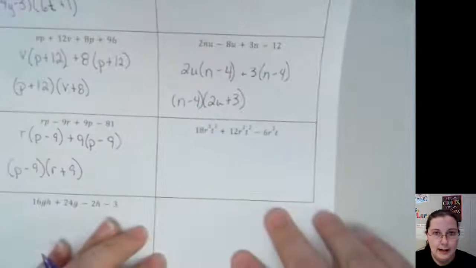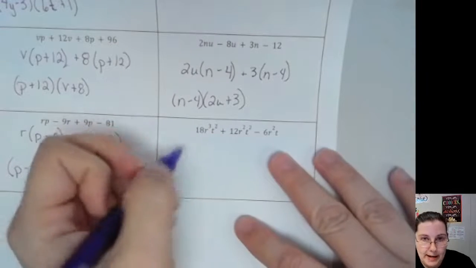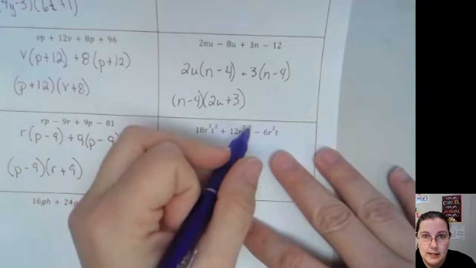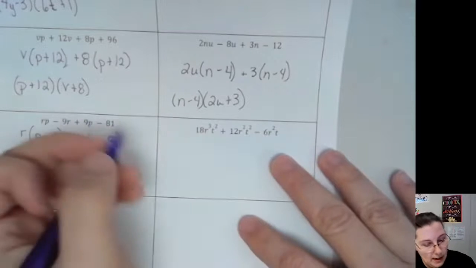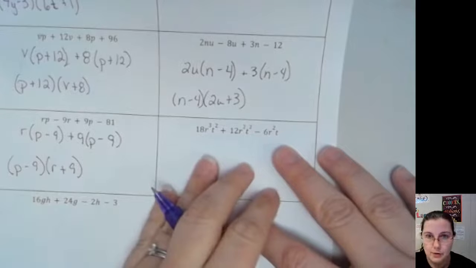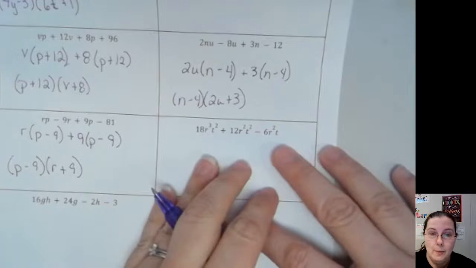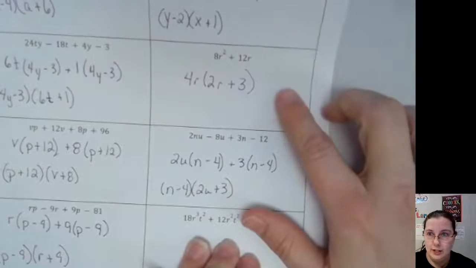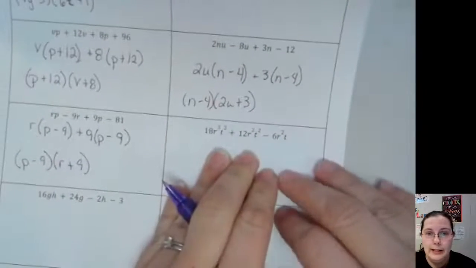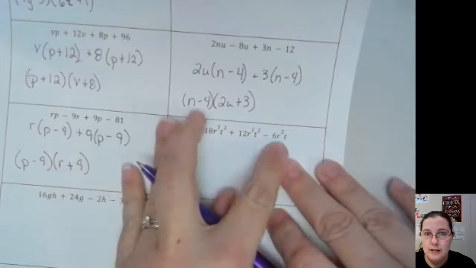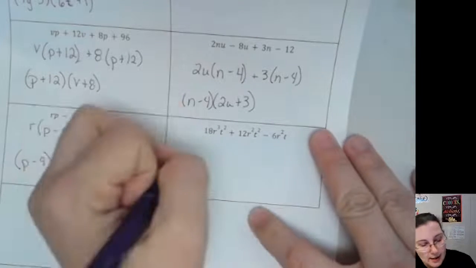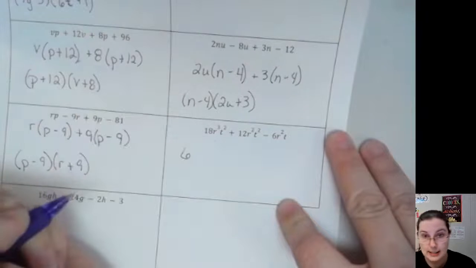All right, looking at our next one, I have 18r cubed t squared plus 12r squared t squared minus 6r squared t. Well, this one doesn't have 4 terms, so that makes things a little bit tricky. But believe it or not, with just 3 terms, we can do it the same way that we do it if it just has 2 terms. So all I need to do is look at my 3 coefficients and figure out what the greatest common factor is going to be. So between 18, 12, and 6, my greatest common factor is 6.